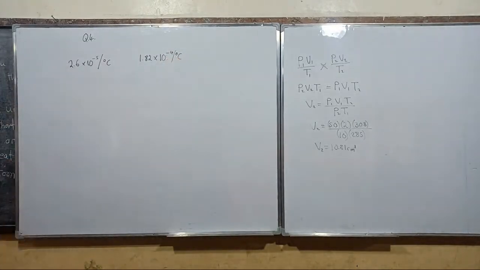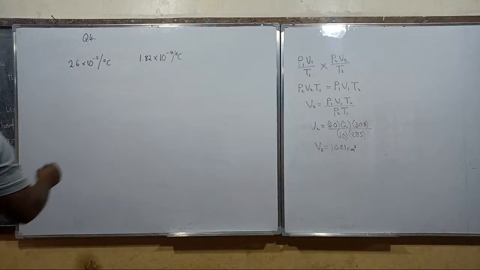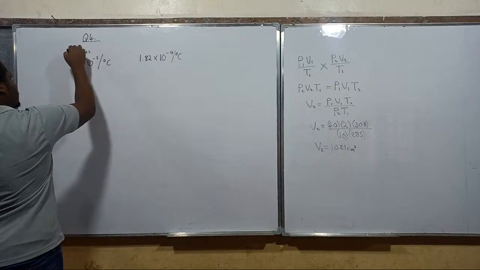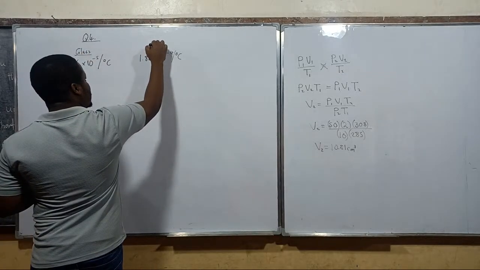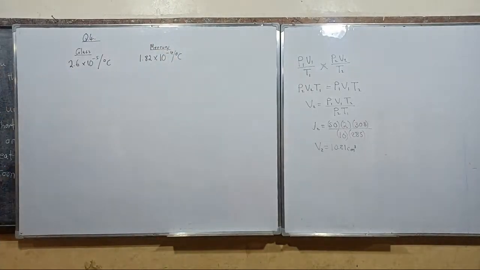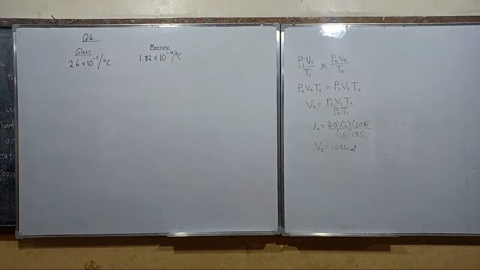Right. Okay. Now let's understand what these two mean. If the volume expansion coefficients of glass and mercury, so this here is for the glass, and this is for the mercury. These are the volume expansions for the two. Okay. Now let's break it down. We'll see what happens.